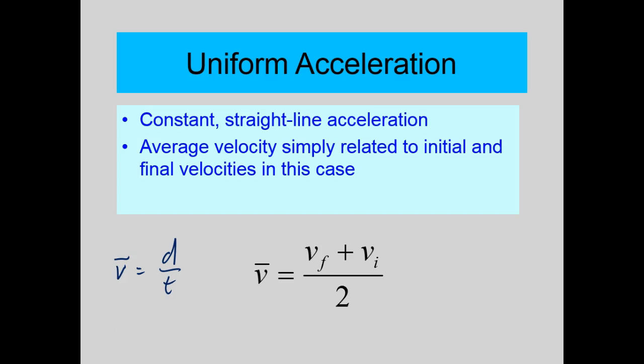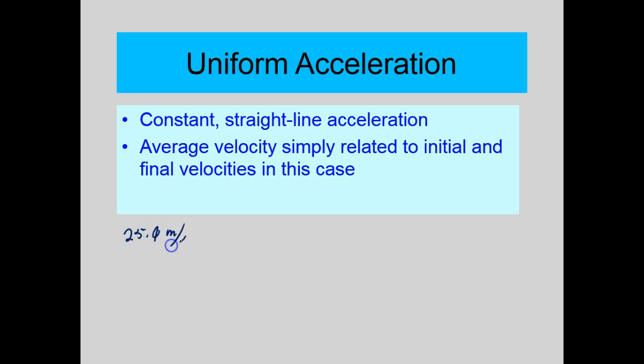Now, that leads to, let me clear my screen here and back up one more so I have more room to write. Example 2.5. An automobile moving at 25.0 meters per second. Now, if it's moving at that, what is that describing? 25 meters per second.